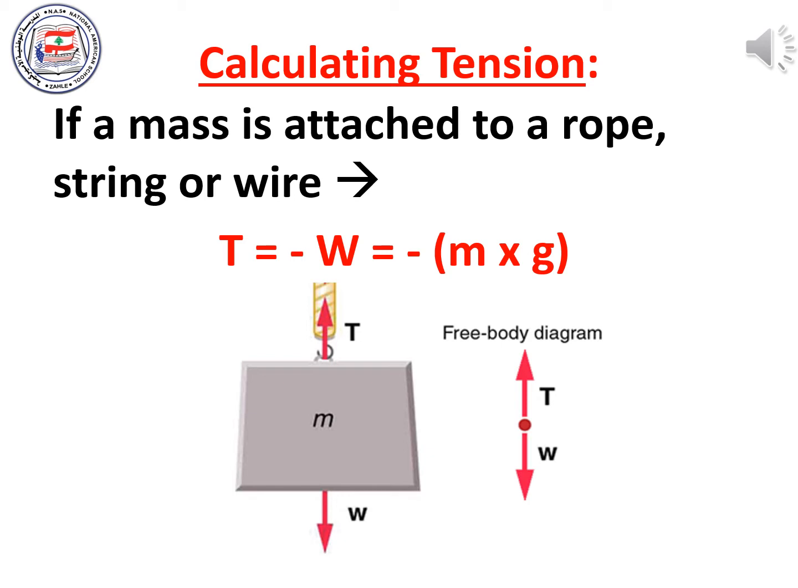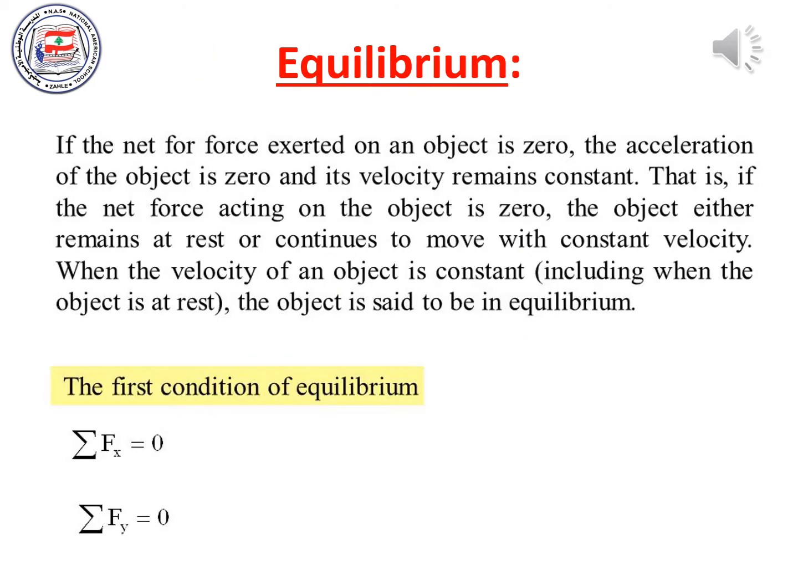So as you can see in the free body diagram, two forces act on the object, on the mass. Weight is downwards and tension is upwards, and they have the same magnitude. This is how we can find the tension of a rope or string or a wire with a mass attached to it. Now we are going to talk about equilibrium.